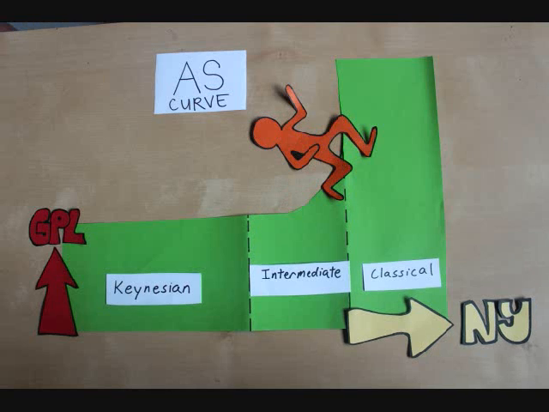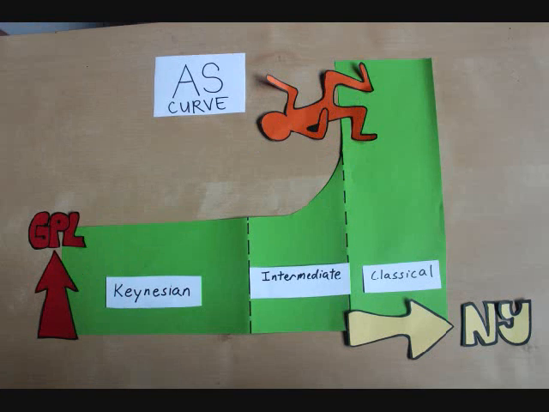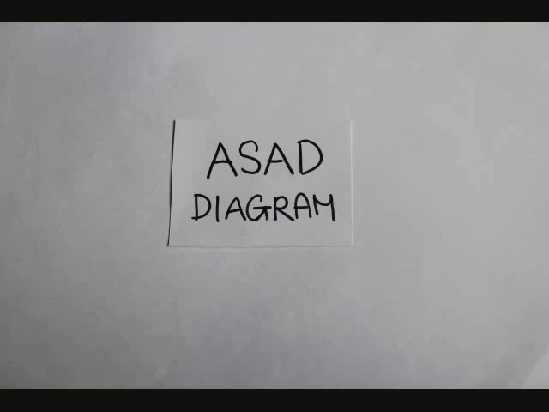Finally, when the economy reaches the classical range where full capacity is reached, output can no longer increase even as prices rise. This is because the maximum output has already been achieved. Thus, unless firms raise their productive capacity in the long run, where the aggregate supply curve shifts to the right, national income is unable to increase further. Otherwise, national income remains the same while prices increase. The ASAD diagram can be illustrated as such.